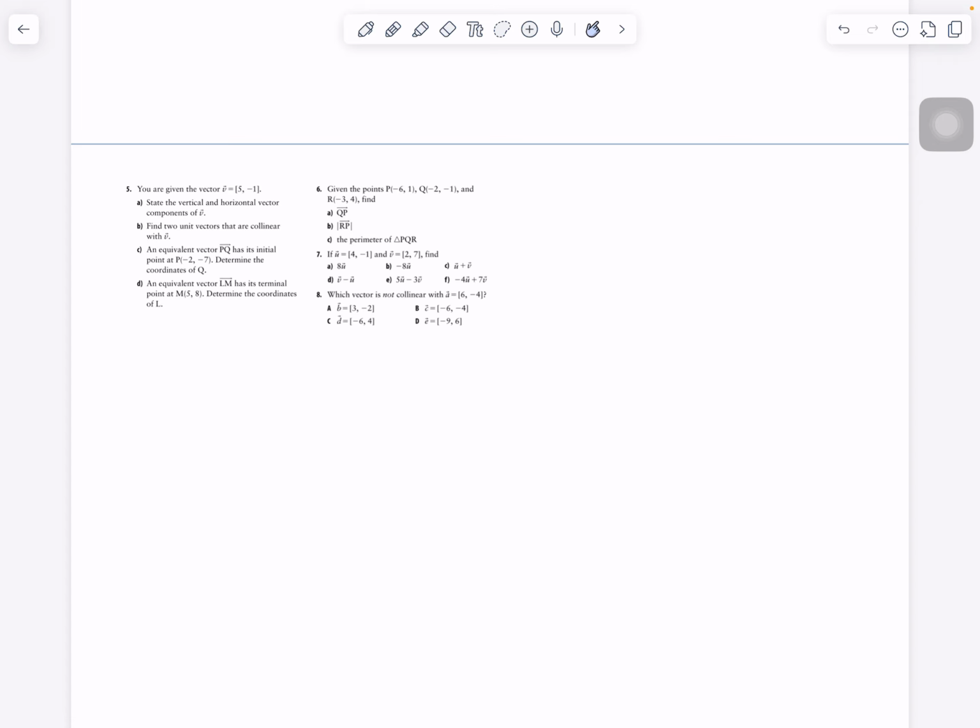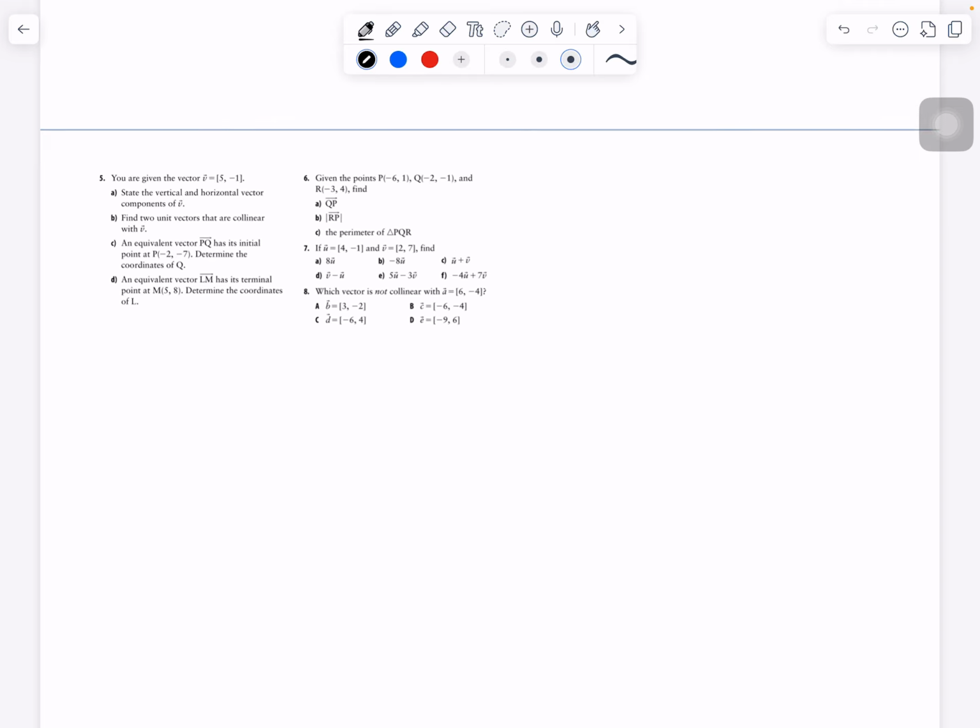Welcome back. This is part 2 of our discussion on the homework for section 7.1 on Cartesian vectors. So let's carry on from where we left off. We're on question 5 now.